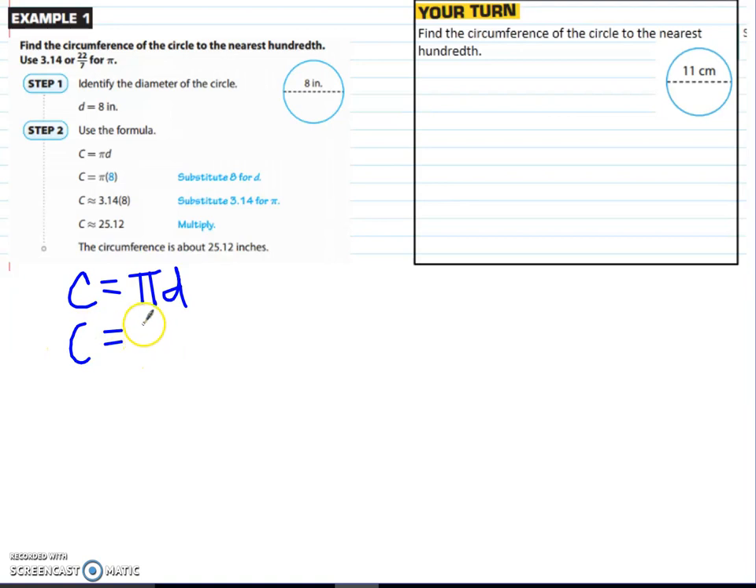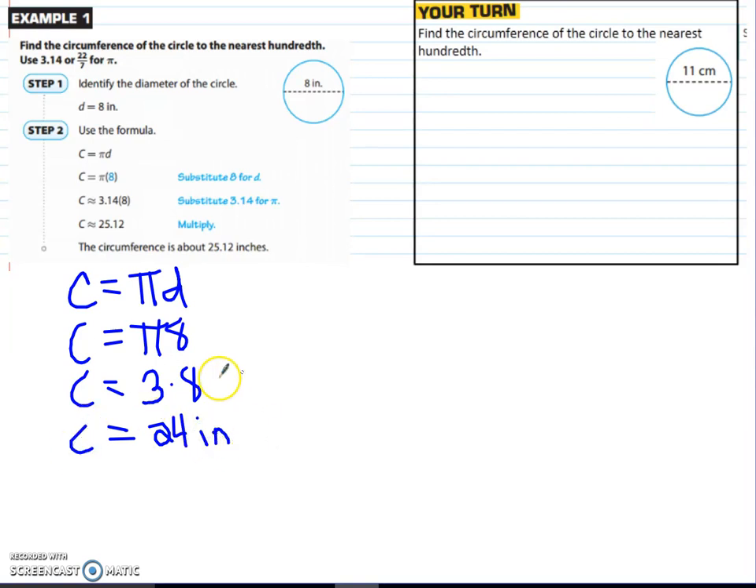We can say C equals pi 8, or 8 pi. That could be one answer. Or another answer, if we approximate pi at 3, we can say 3 times 8 is 24. So that's going to be 24 inches. Also, if we use 3.14, our answers will vary. So just remember it could be an answer with substitution, it could be an approximation, or it could be with 3.14.